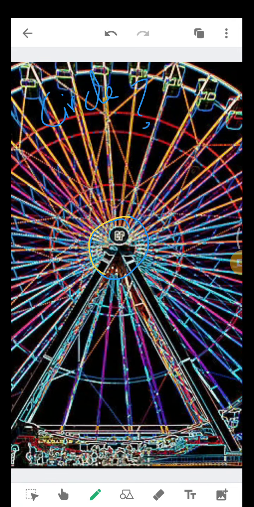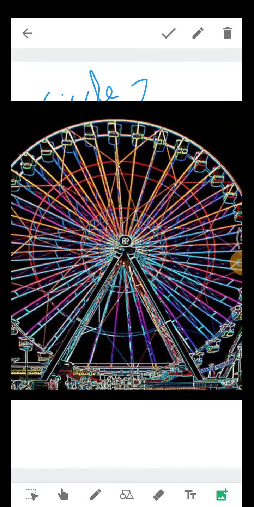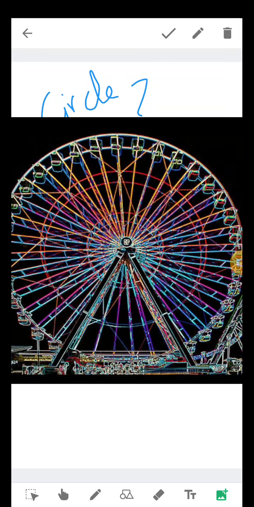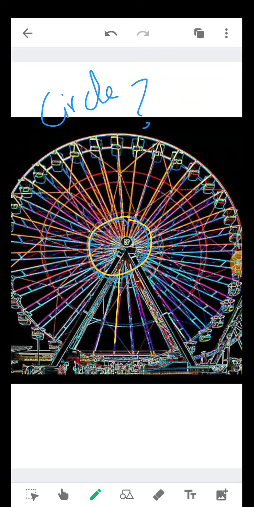So how many centers does a circle have? It has only one center. And what do you call these rods which are connecting the seats of the giant wheel to the center? Those rods can be called radius. Radii of the giant wheel, radii of the circle. And double this rod, if you take the rod from one end to the other end, that is called diameter of this giant wheel.